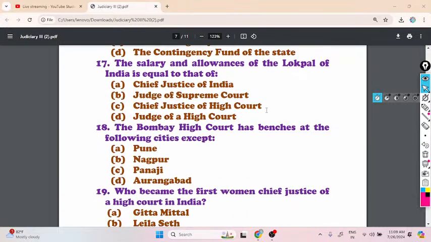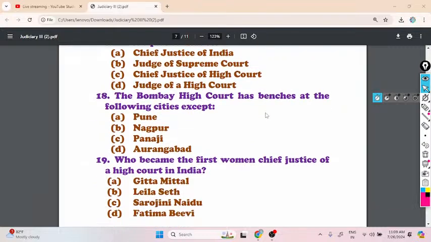The Bombay High Court has benches at the following cities except... Bombay High Court has 3 benches. So there is Nagpur, Panaji and Aurangabad. Pune is the answer. Pune does not have. The answer is A.